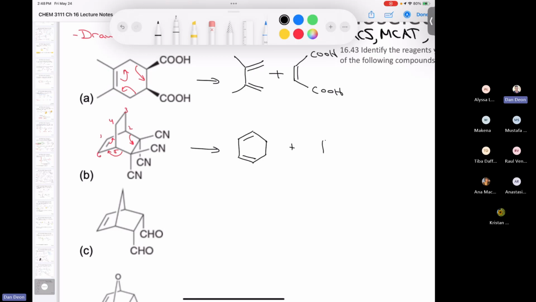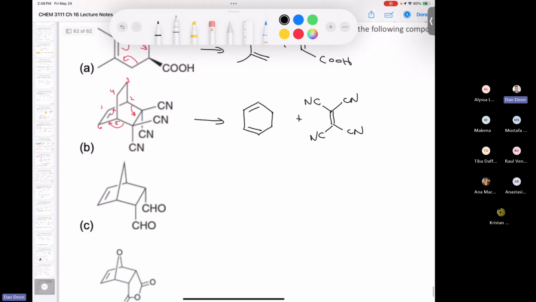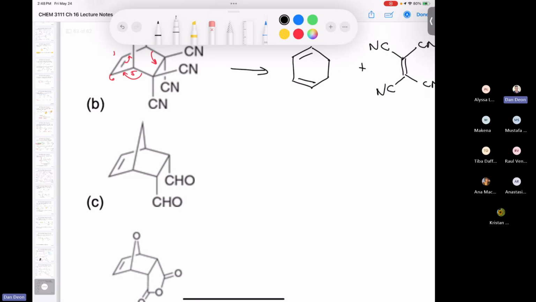And then your dienophile is going to be this tetracyanoethylene. Okay, I mean, that's got 4 electron withdrawing groups. Is that a powerful dienophile or what? That's like the most powerful dienophile in the universe, okay? The next one, again, same rationale. This is where we draw a retro Diels-Alder reaction. We form a pi bond here. We break this bond. We break this bond.